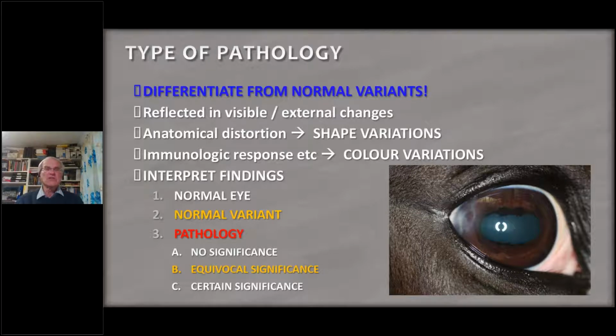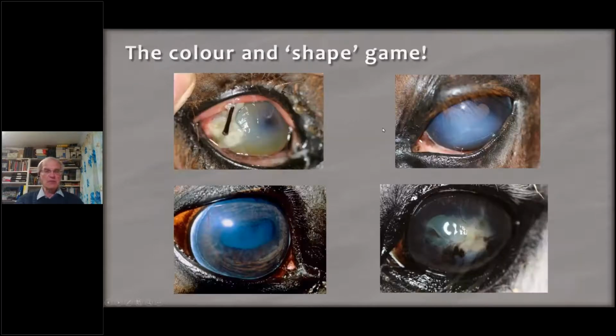Is that pathology? Yes, certainly pathology. Is it pathology of significance? Probably not by now, because it happened some years previously and the horse has been completely normal since. Therefore, it's not even equivocal. It's probably of no significance. So if you say that this is pathology of no significance, we would always add the word probably, simply to protect yourself a little bit. So you say this is probably therefore of no significance at the moment.